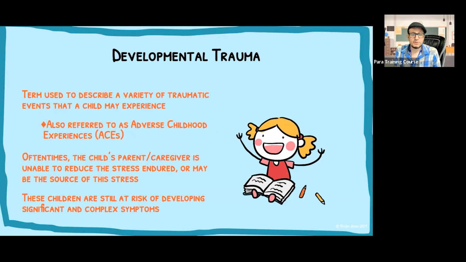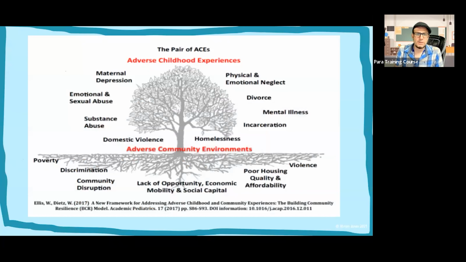A lot of the time, the child's parent or caregiver is unable to reduce the stress that the child endures, or they might be the source of the stress themselves. These children are still at risk of developing significant and complex symptoms of developmental trauma. So let's take a look at what sorts of things go into this. We've talked before about how children who have access to good healthcare, housing, and stable parental units have a better chance. And this tree and roots diagram lists a lot of the things that we've been talking about.